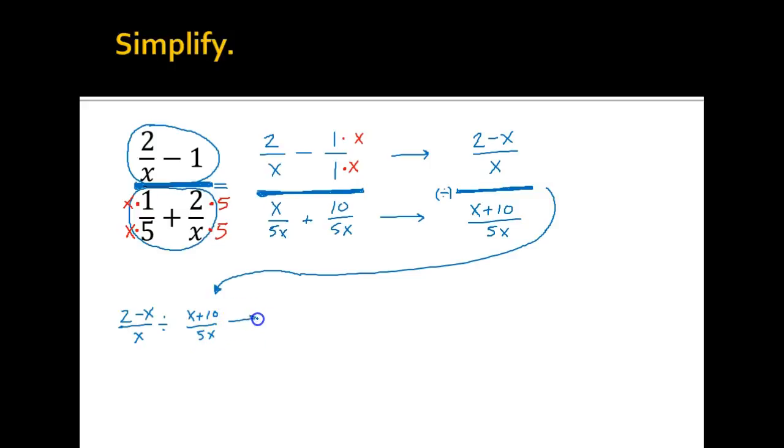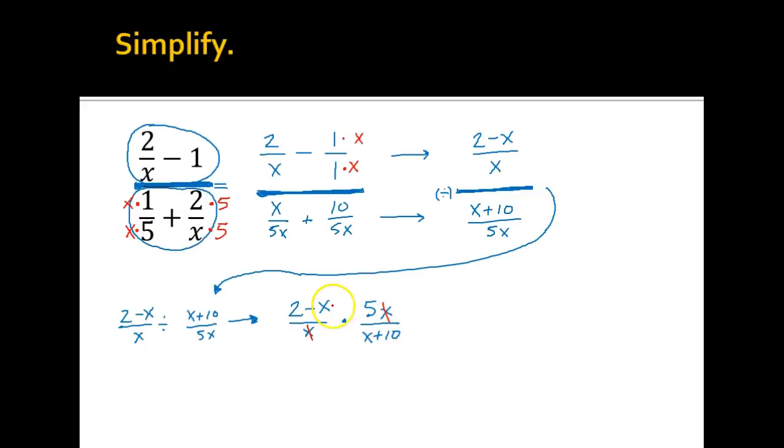Okay, now you know that division of fractions is easy. You just multiply by the reciprocal of the number you're dividing by. So 2 minus x over x times the reciprocal, 5x over x plus 10. So we just took that second fraction and flipped it on its head. And now we're multiplying, and when you multiply, you're just going to multiply across. But before we do that, we'll look and see if there are any common factors in the numerators and the denominators that we can cancel out. And we do have an x here and an x here that can be canceled.